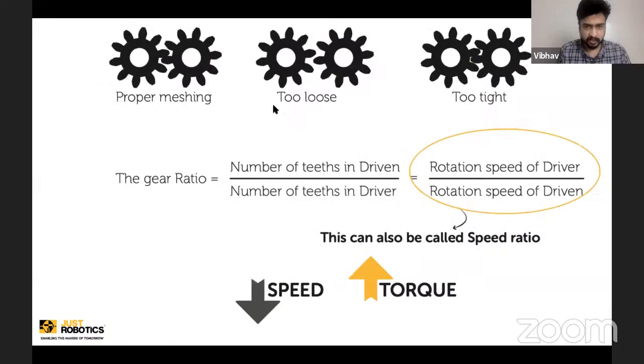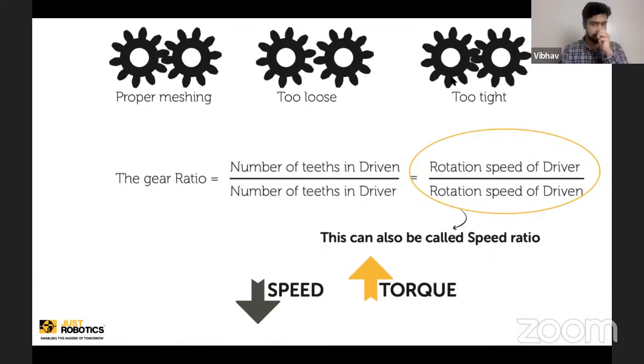So the proper meshing: too loose, too tight. How does the meshing have to happen? When the two gears are pressed against each other like this, you will see a lot of friction. When they're loosely held, they might lose one or two teeth, and it might start spinning freely. So proper meshing is required. And once the meshing has happened, you provide effort to one of the gears, and the other starts rotating.